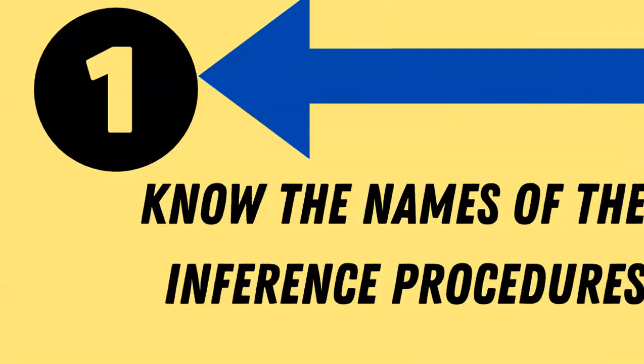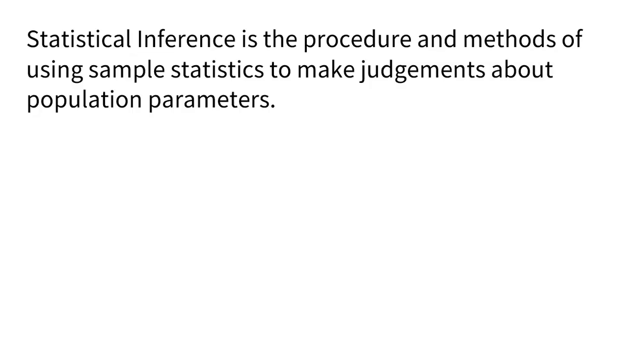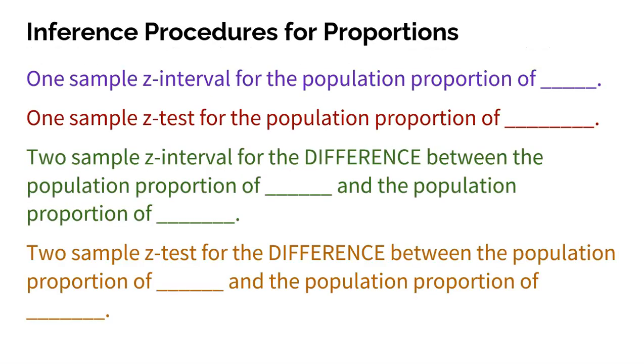Know the names of the inference procedures. Statistical inference is the procedure and methods of using sample statistics to make judgments about population parameters. Specifically in this unit, we are using a sample proportion to help us make a judgment about a population proportion. That's the whole idea of statistical inference. And in this unit, there are 4 different methods, 4 different procedures that we could use. Make sure you know the names of them.